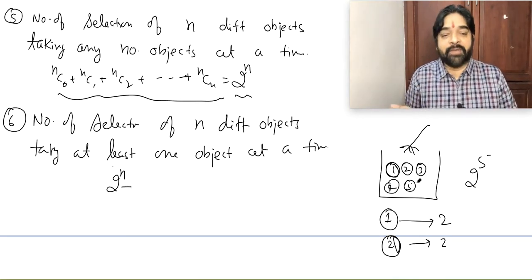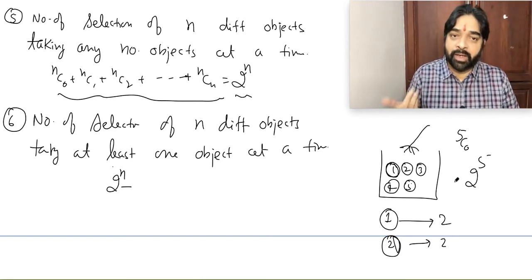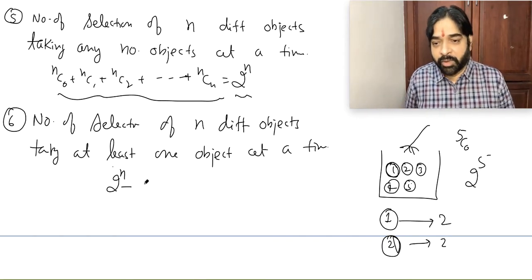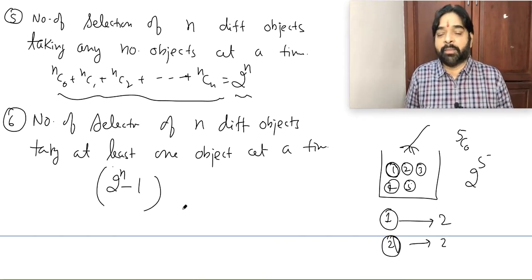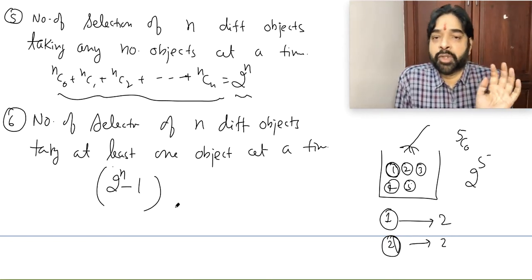If I say there are 5 objects, in how many ways can you do zero selection? You will say 5C0, that is 1. In how many ways can you do zero selection from n objects? nC0, that is 1. So the answer will be 2 power n minus 1. I am sure it's clear to all of you.